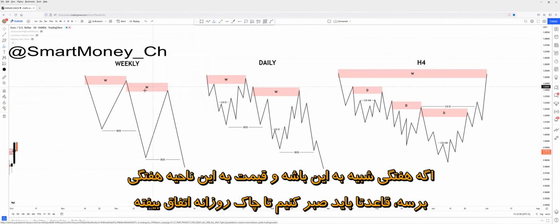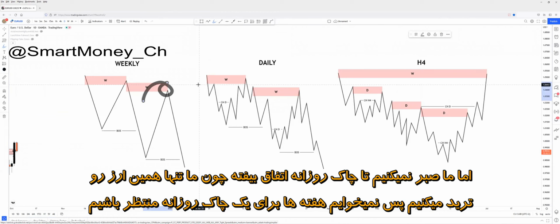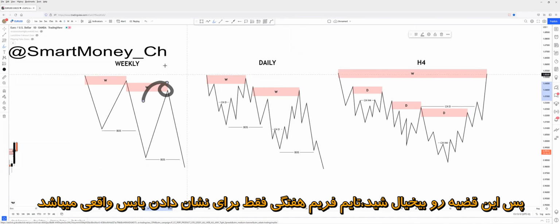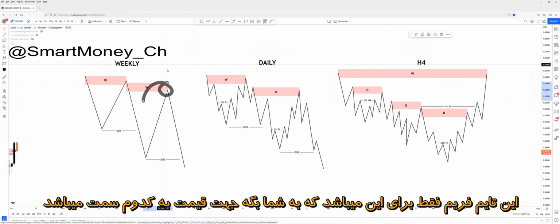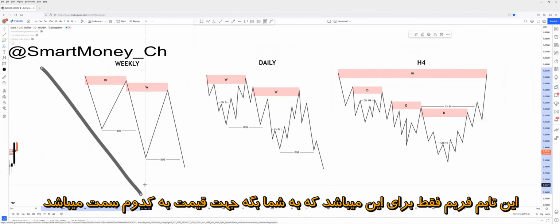If the weekly looks like this, if this zone is getting reached on the weekly chart, the logical step would be to wait for a daily change of character. But we're not waiting for daily change of characters, because we only trade this pair and we don't want to wait weeks for a simple change of character on the daily chart. So just skip that part. Weekly is for a real directional bias.